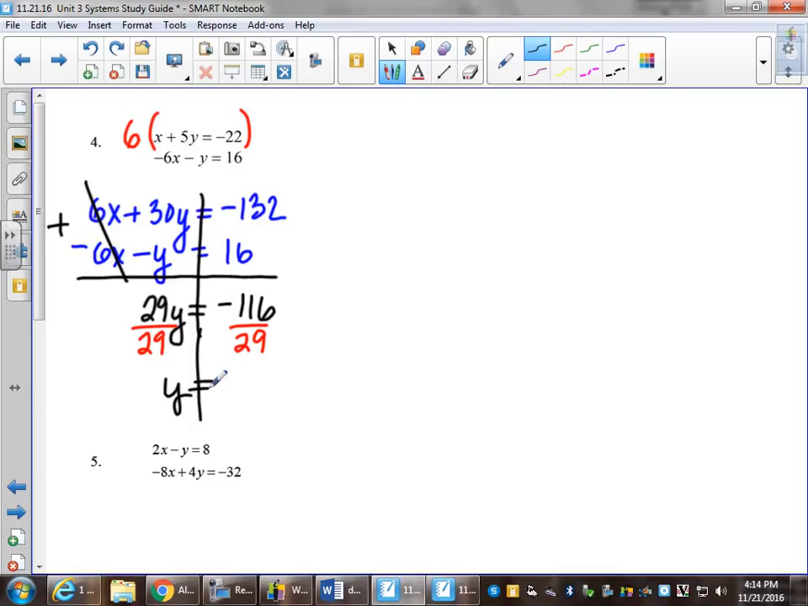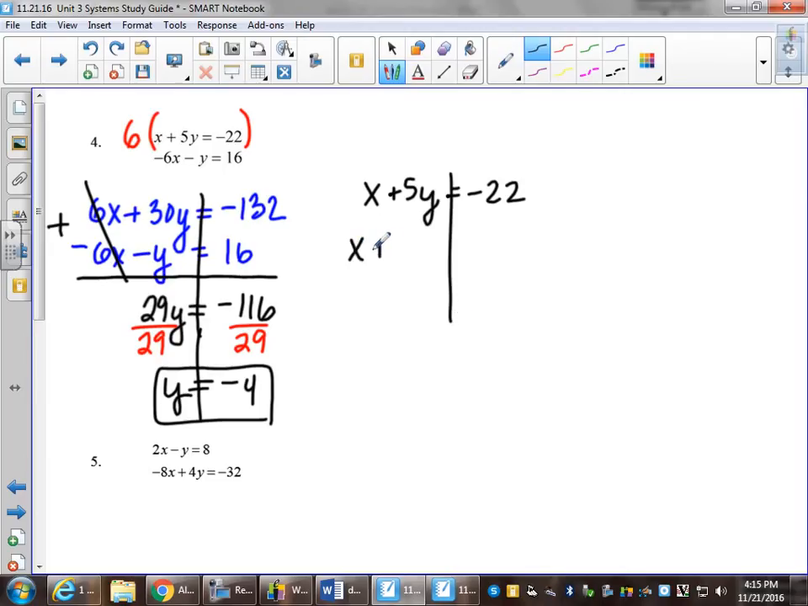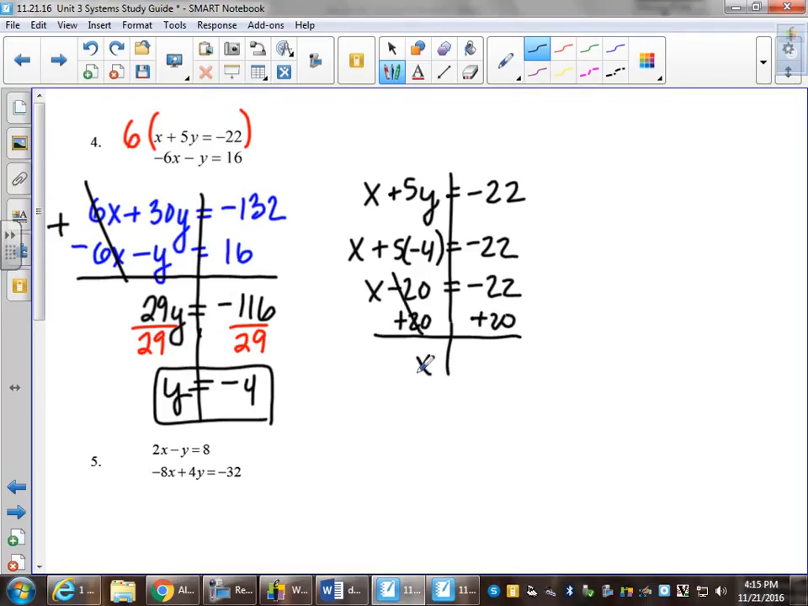Let's see what we get. Negative 116 divided by 29 is negative 4. We've got y, we need x. Does not matter which one we plug into. I choose the first one, so x plus 5y equals negative 22. That becomes x plus 5 times negative 4 is negative 22. X minus 20 equals negative 22. Add 20 to both sides. X equals negative 2. So my solution for number 4 is negative 2, negative 4.